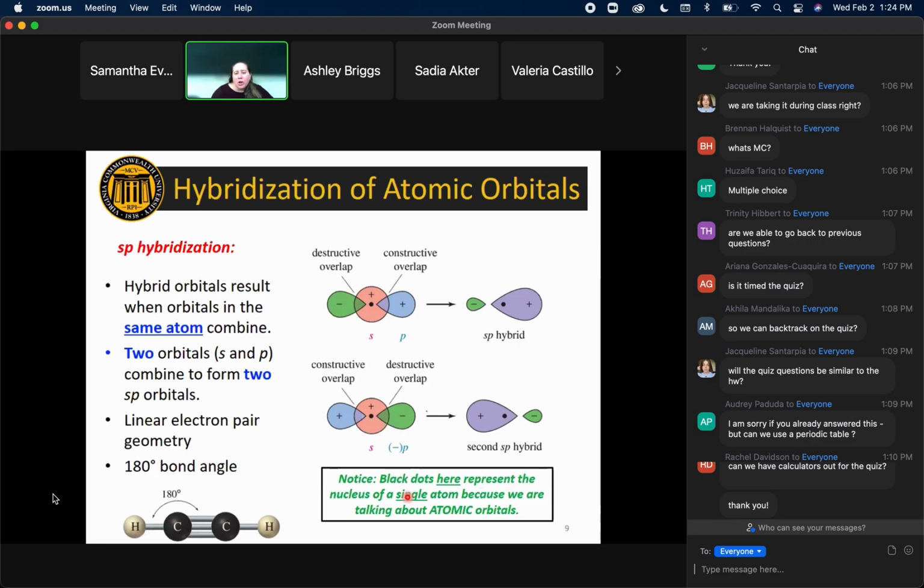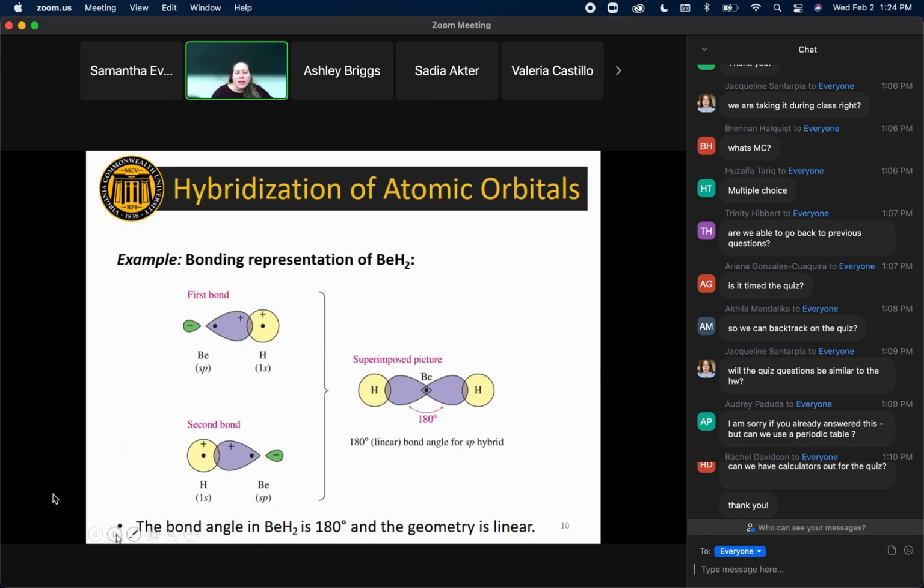And this is just your reminder that all of these black dots are representative of the same atom's nucleus right now. Okay, so let's put it in a molecule. This is going to be a sketch of the bonding of beryllium dihydride. So beryllium is in the second row of the periodic table. And if our beryllium wants to bond to 2 hydrogen atoms, if we make a Lewis dot structure of beryllium dihydride, we'll find out that that beryllium does not have any lone pairs, and it wants to bond to 2 things. So we need to use 2 atomic orbitals to create those hybrid orbitals for those bonds.